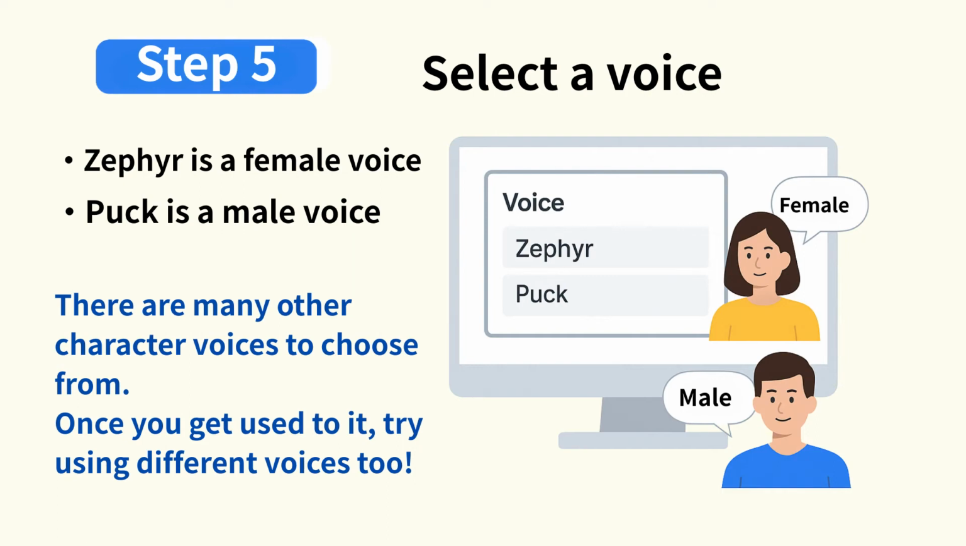In step 5, choose the voice that will read your text. Zephyr is a female voice and Puck is a male voice. There are many other voices you can choose from, but at first, I recommend using Zephyr for a female voice or Puck for a male voice. Once you get used to it, try exploring other voices to match the style and mood of your video.